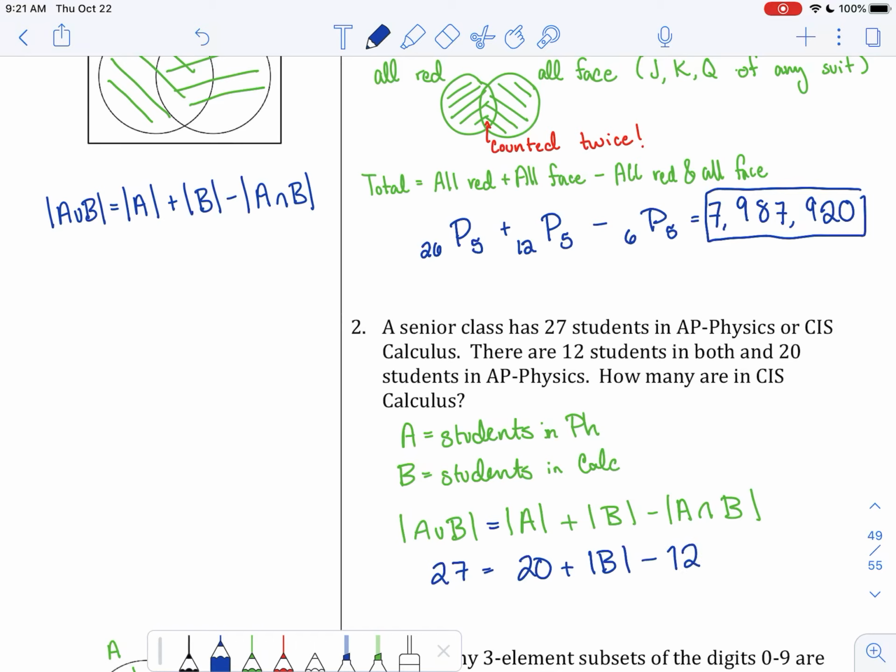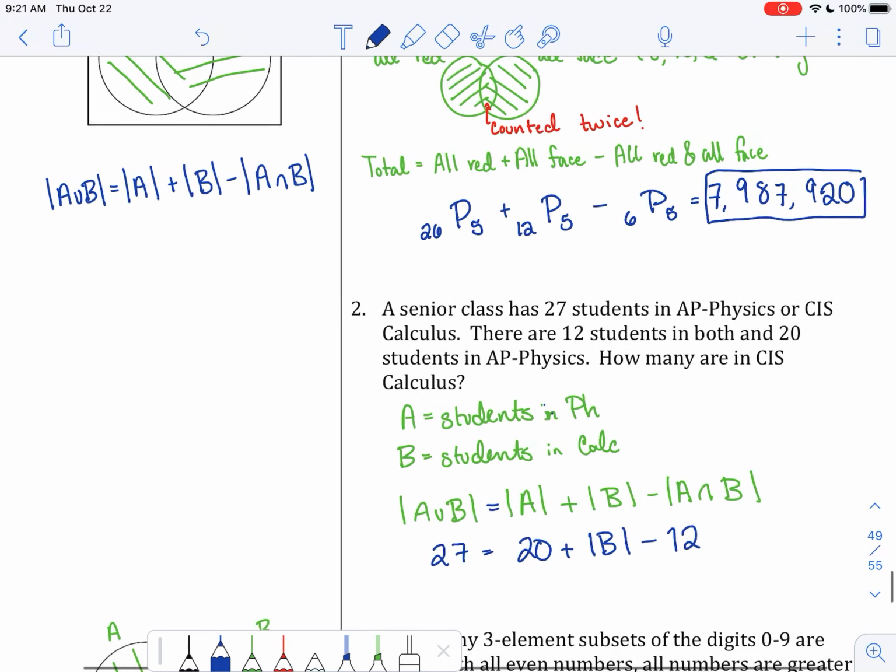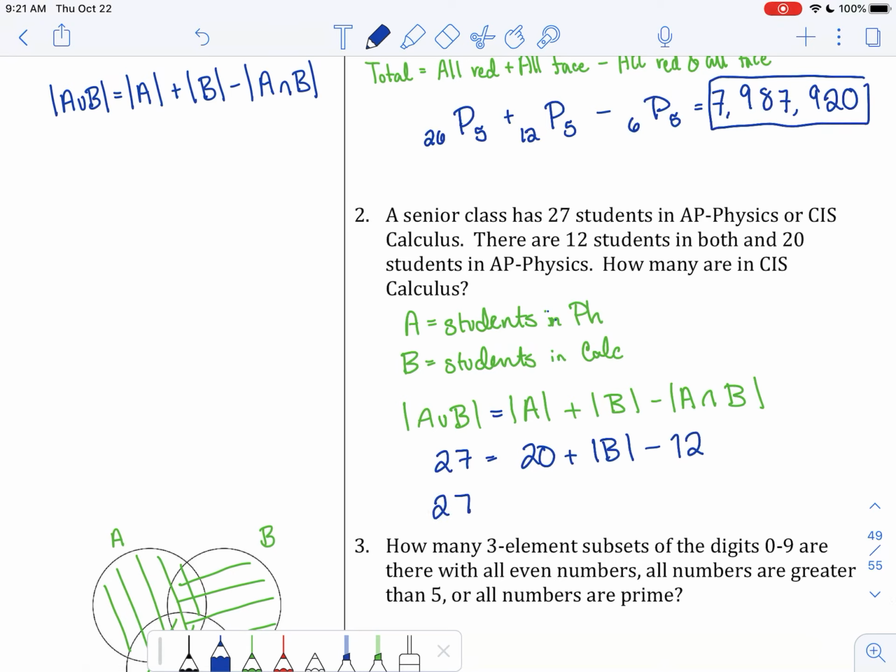And so from here, it's just a very straightforward algebra problem. We end up with 27 is equal to 8 plus the number of students in calc. So the number of students in calculus is 15 seniors. So you can solve it where you're looking for the final number here, like we saw in number 1. You can also use it to determine one of the other cardinalities.